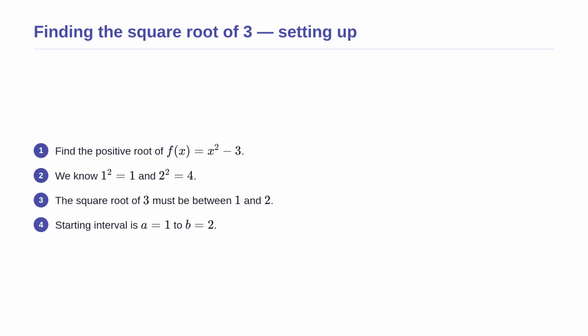Before we move on, let us see this with a concrete example. We want to find the square root of 3, which is exactly the same as finding the positive root of the equation f of x equals x squared minus 3. First, we need a starting interval. We know that 1 squared is 1 and 2 squared is 4. Since 3 sits between 1 and 4, the square root of 3 must be somewhere between 1 and 2. Therefore, we will set our lower boundary A to 1 and our upper boundary B to 2. We have successfully set up our search area.